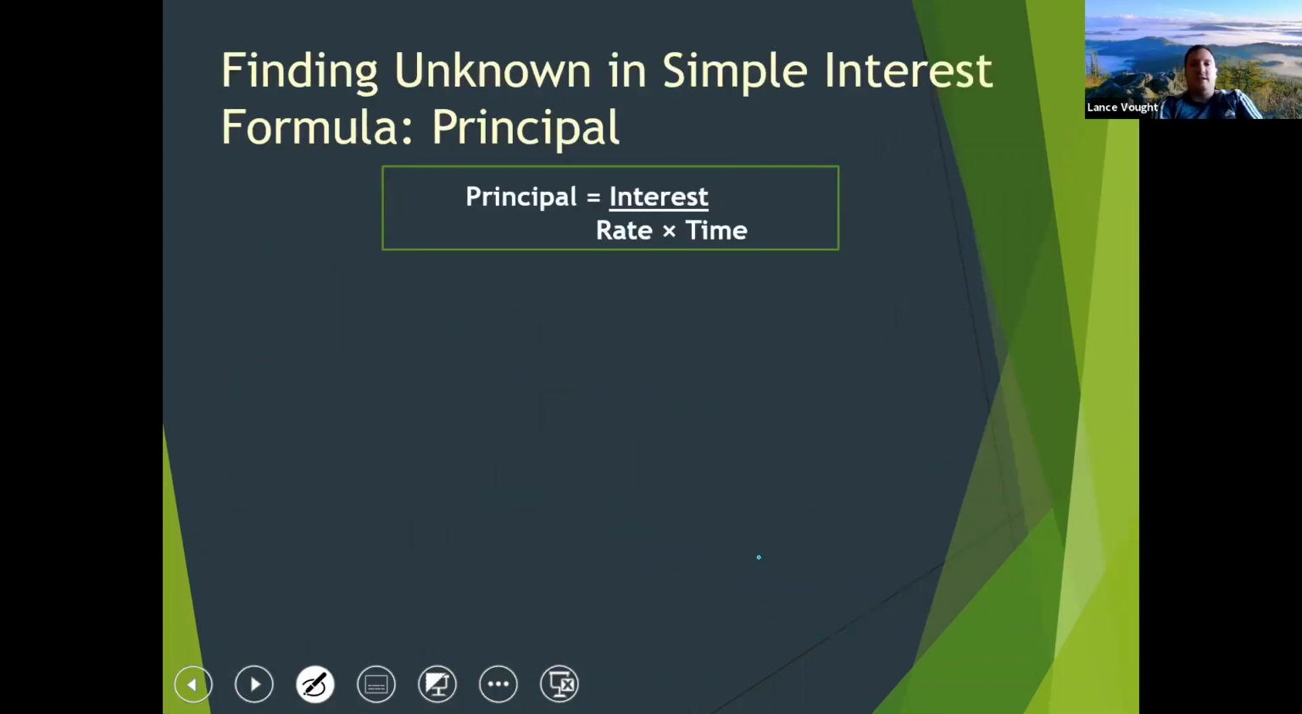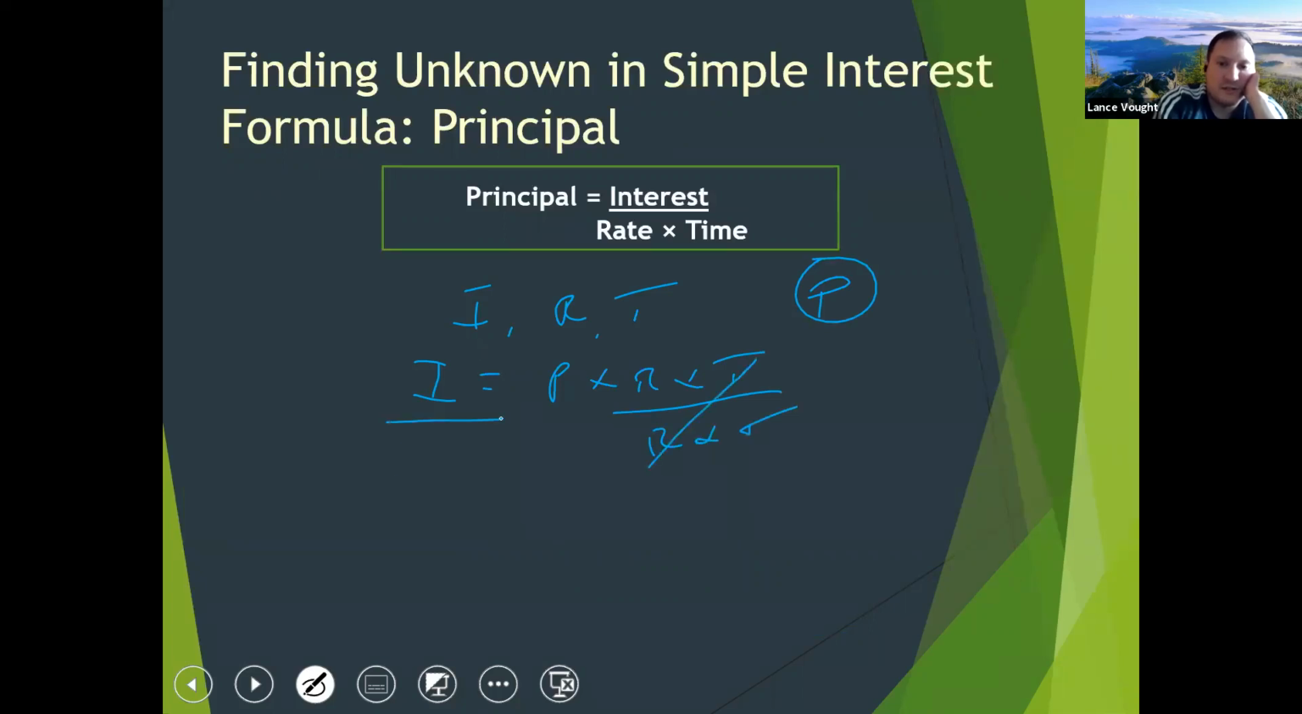What if we want to find the principal value? If we're given I and we're given R and we're given T, how do we find P? Well, if I is equal to P times R times T, then to find P, we just divide by R times T, move it to this side, so we get P by itself. So that's what we have here. Principal is equal to interest divided by rate times time.